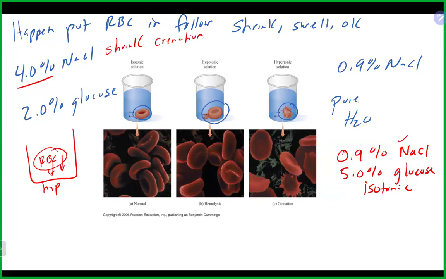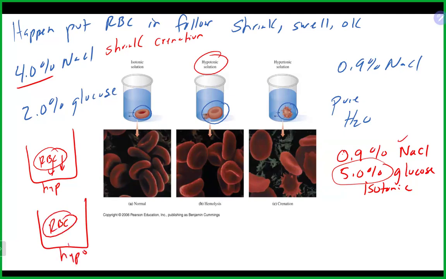Now, 2% glucose, 5% is our isotonic, so 2% is less than, which means we're going to get the middle guy here. That's going to be a hypotonic solution. So when we put our red blood cell into our hypotonic solution, everything's going to rush inside because it's less concentrated on the outside. That's going to cause our cell to swell and burst, which is known as hemolysis in that case. Question on that one?